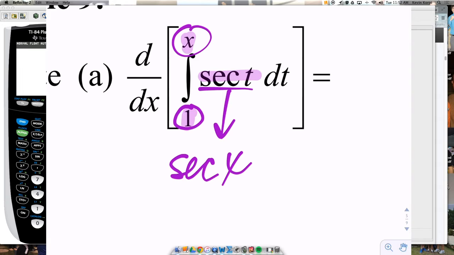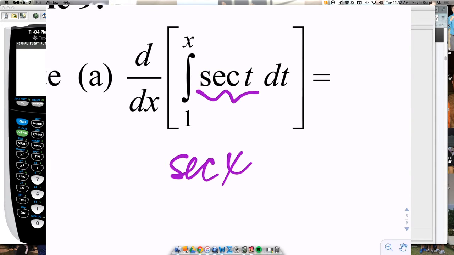Now, this is one that eventually we could, if we wanted to do it the long way, actually find the antiderivative, evaluate it from 1 to x, and turn around and take the derivative, and guess what we'll get? We'll get secant of x. But we don't know the antiderivative of secant yet, do we? We'll learn it soon enough. So right now, this is nice because it doesn't require us to know the antiderivative.